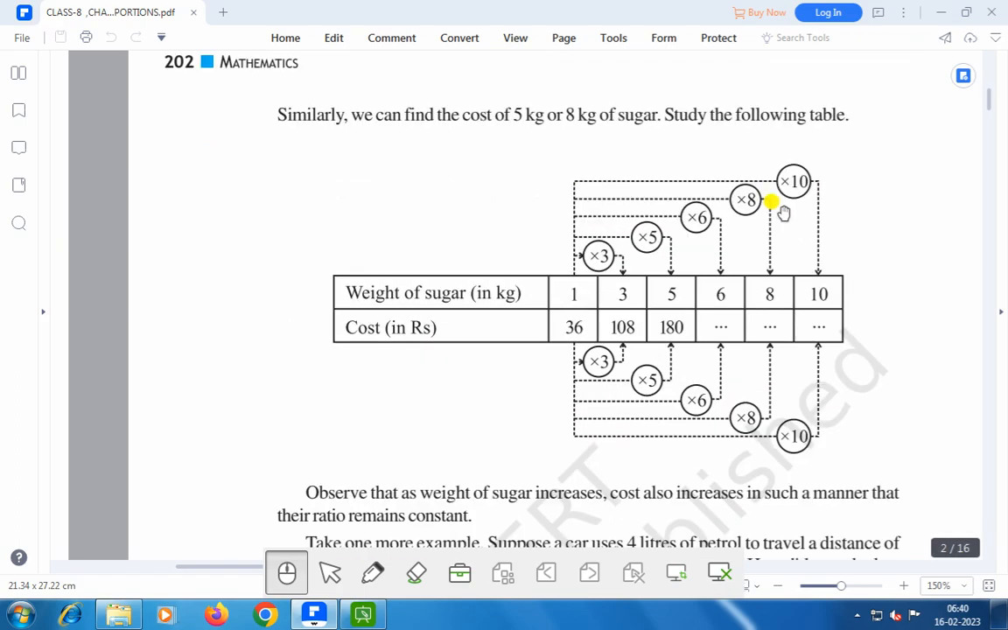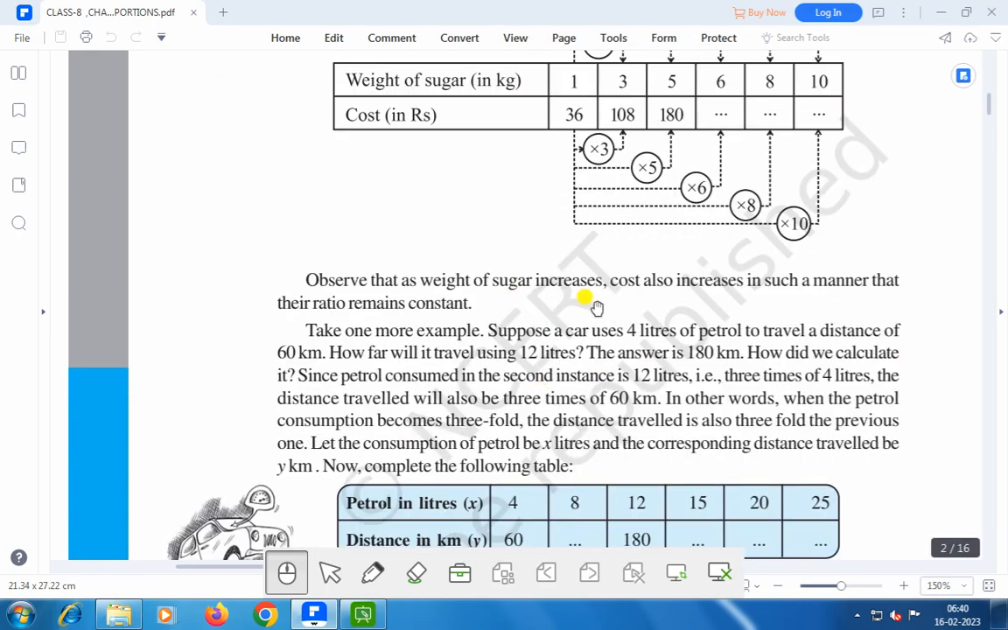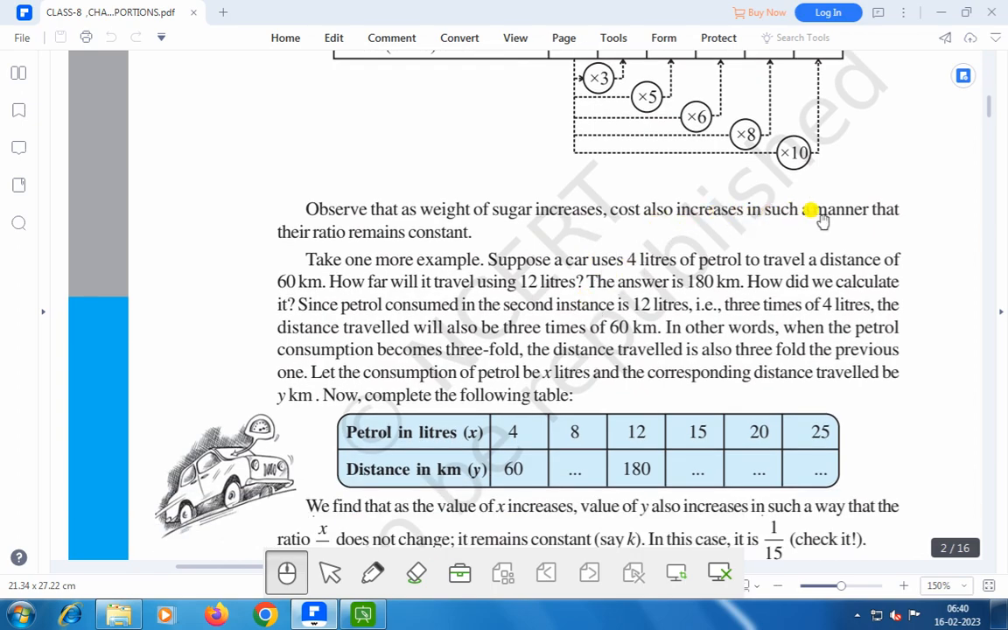Study the following table. Here you see the weight of sugar is 1 kg, and the cost is rupees 36. When the weight of sugar in kgs is 3 times, the cost in rupees is also 3 times. When the weight is 5 times, the cost is also 5 times, right? When it is 6 times, it is also 6 times. When it is 8 times, it is also 8 times. When it is 10 times, it is also 10 times. Observe that as the weight of sugar increases, the cost also increases in such a manner that their ratio remains constant.